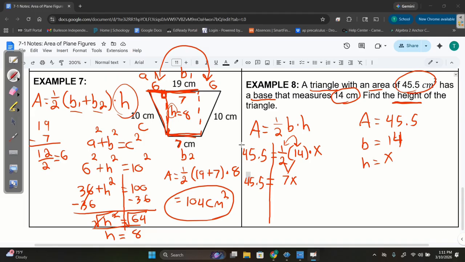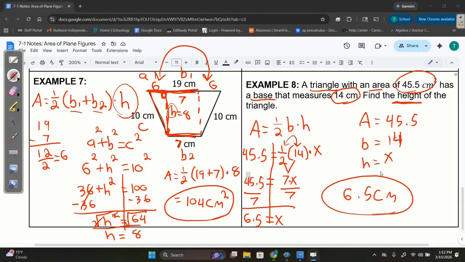The last step, I've got 7 times x. How do I undo times? I've got to divide both sides by 7. So 45.5 divided by 7 gives me 6.5 for my x. So my height is 6.5 centimeters. Remember, only area is centimeters squared. Right now I'm finding the height, so the unit is just regular old centimeters, not centimeters squared.